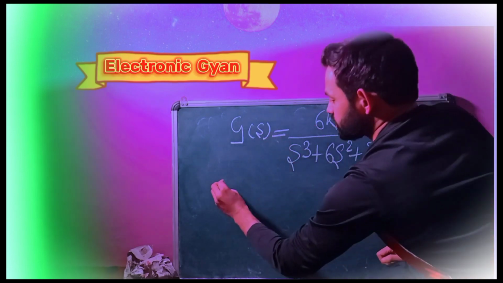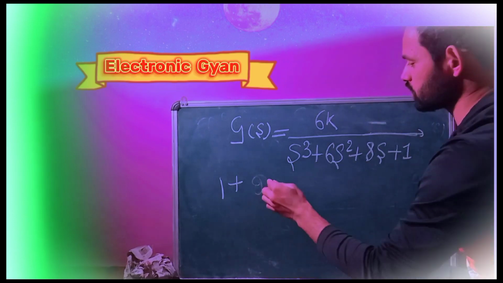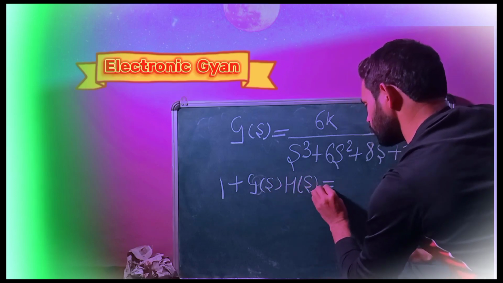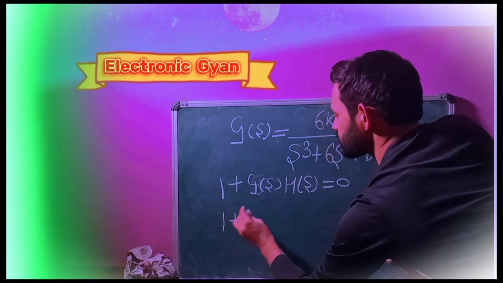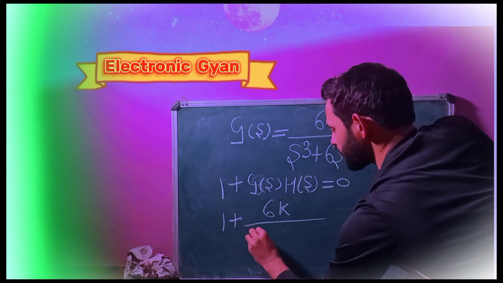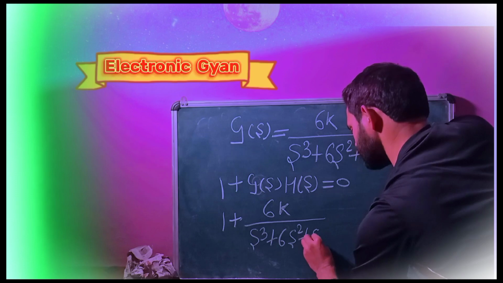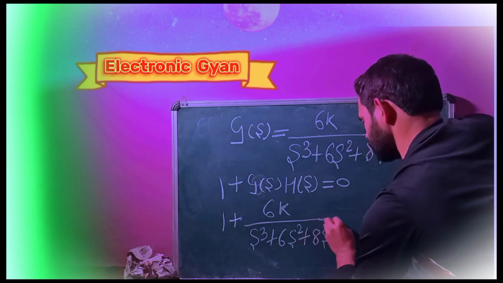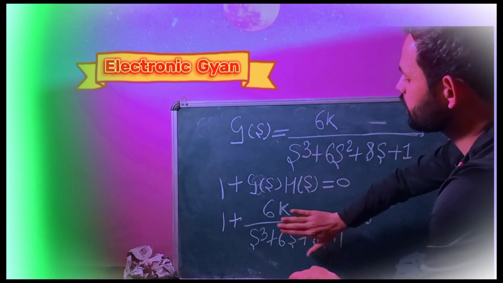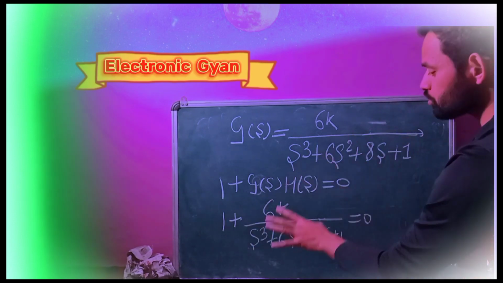First we will find the characteristic equation of the system. How do we find the settling time expression? By the characteristic equation. The characteristic equation is 1 plus G of S H of S equal to 0, where H of S is equal to 1. So this will be 1 plus 6K divided by S cube plus 6S square plus 8S plus 1 equal to 0. Multiplying through, we get the characteristic equation.